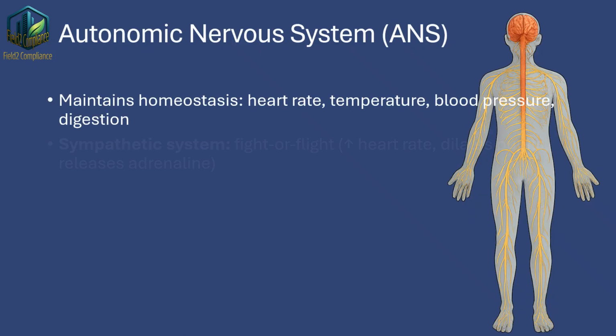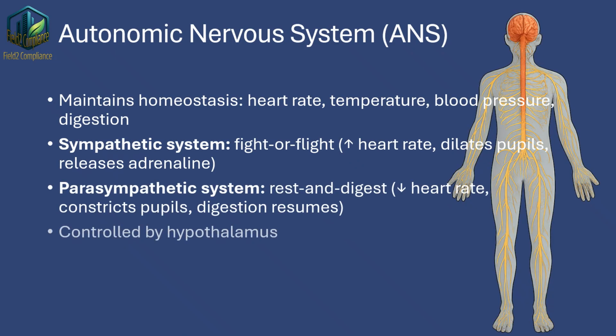The autonomic nervous system maintains homeostasis by regulating heart rate, blood pressure, temperature, and digestion. It has two divisions. The sympathetic nervous system prepares the body for emergencies, the fight or flight response. It increases heart rate, dilates pupils, and triggers adrenaline release. The parasympathetic system is the rest and digest mode. It slows heart rate, constricts pupils, and restores digestion and recovery functions. Both systems are controlled by the hypothalamus to keep the body balanced and ready.